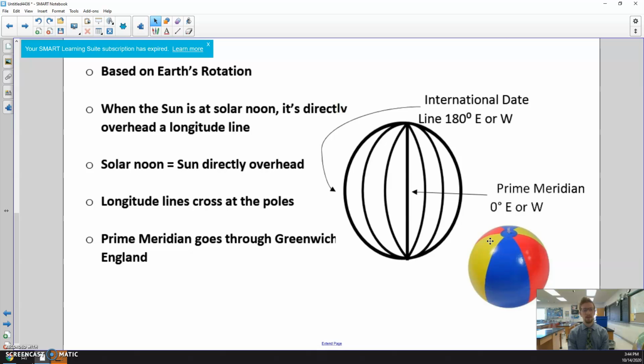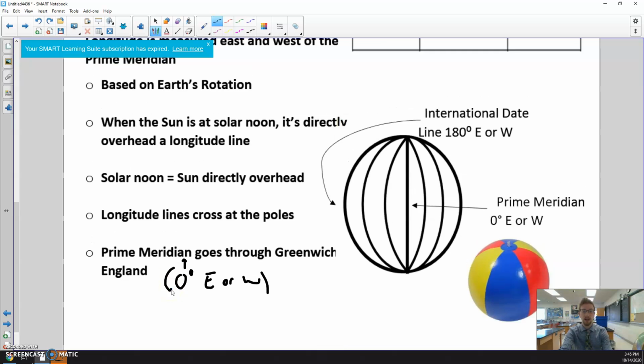And the prime meridian, which is 0 degrees east or west longitude, goes through Greenwich, England, which is just because the guy from Greenwich, England made it up. So he's like, well, we'll make it easy for me and have 0 degrees be right in my hometown. So the prime meridian goes through Greenwich, England. That is 0 degrees east or west. The equator is 0 degrees north or south. So that's latitude and longitude.